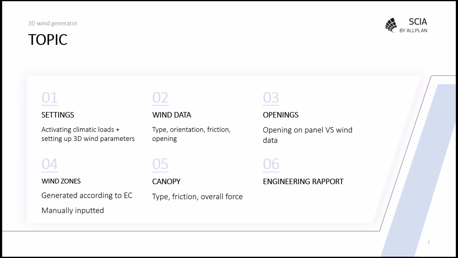In the topics for today, we will first discuss some general settings of the 3D wind generator, as well as take a further look into the wind data and how openings can be taken into account. Next up, we will take a look into the generated wind zones and how you can manually edit them when necessary. These settings will be checked for a rectangular building. Our last model will discuss a canopy structure. At the end, I will briefly discuss the interesting information you can add in the engineering report.